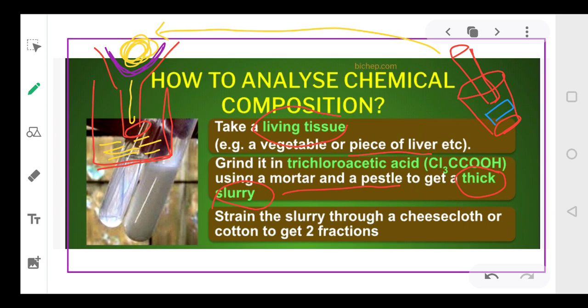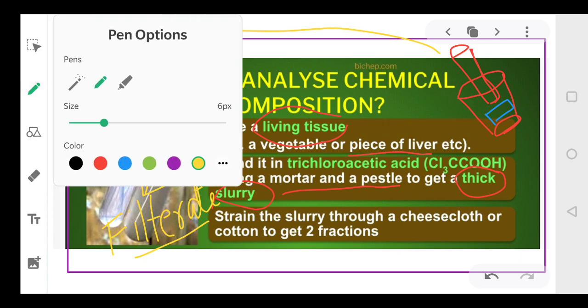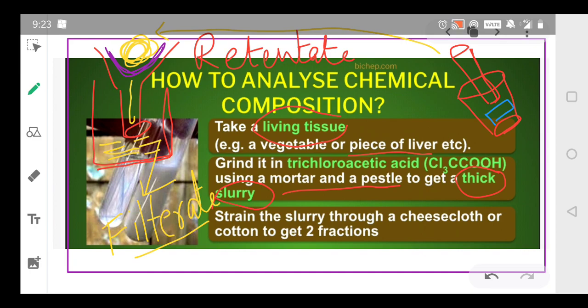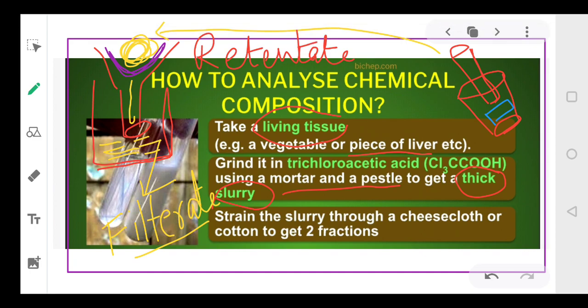If you talk about more technical words, the part which has filtered itself and has reached the bottom of the beaker is called the filtrate. What do we call it? Filtrate. While the second portion, which is unable to pass through the cotton cloth, is called the retentate. What do we call it? Retentate. Okay, so now we have obtained the two parts: one is filtrate and second is retentate. I hope I'm clear, everyone.